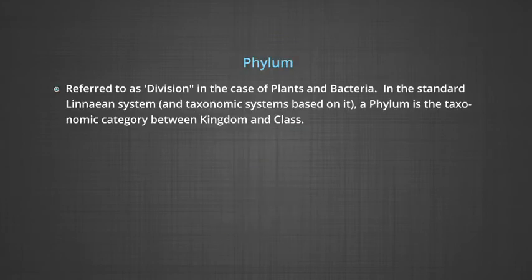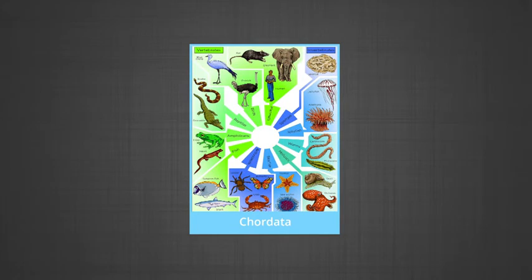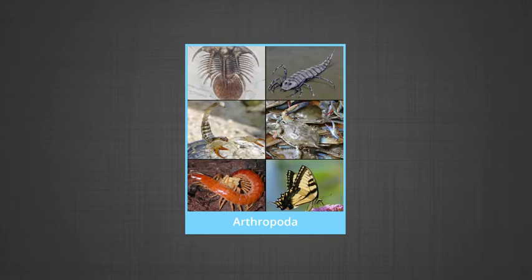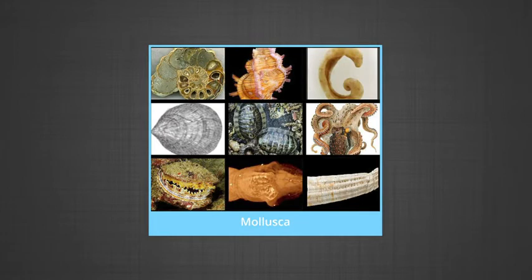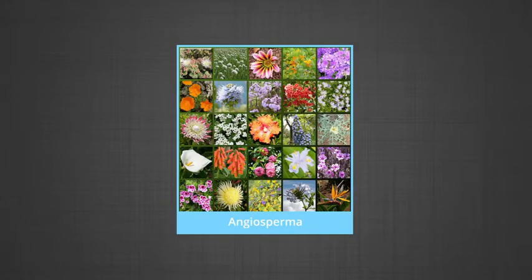Phylum, referred to as division in the case of plants and bacteria. In the standard Linnaean system, a phylum is the taxonomic category between kingdom and class. A phylum is a major ranking of organisms defined according to the most basic body parts shared by that group. Example, chordates, animals with notochord and vertebrates. Arthropoda, animals with jointed pairs of legs and exoskeleton. Mollusca, animals with shell-secreting mantle. Angiosperms, the flowering plants, and so on.